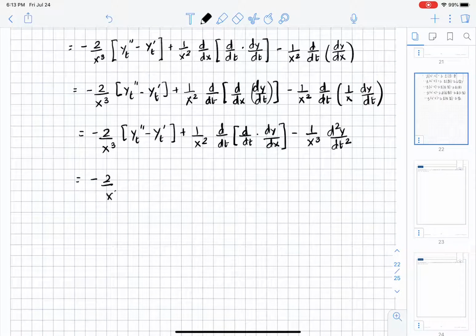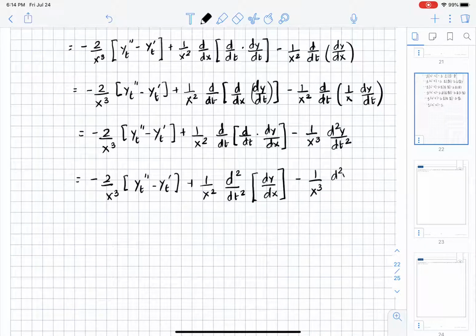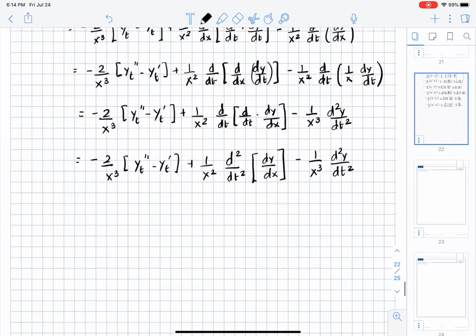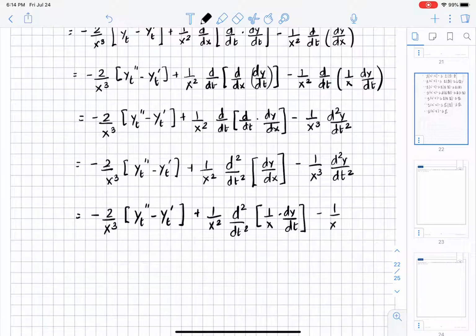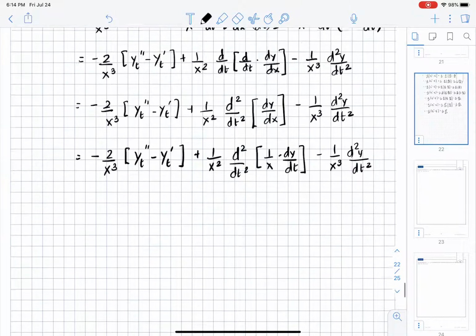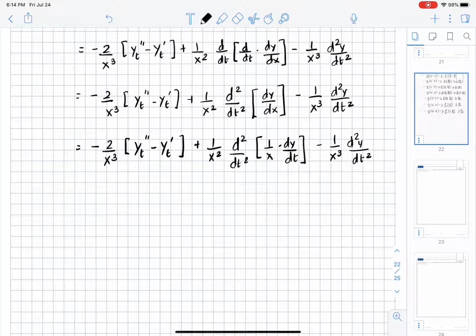So minus 2 over x cubed (yt double prime minus yt prime) plus 1 over x squared d squared divided by dt squared multiplied by dy over dx, minus 1 over x cubed d squared y divided by dt squared. But we know dy over dx is 1 over x times dy over dt, so minus 2 over x cubed (yt double prime minus yt prime) plus 1 over x squared d squared divided by dt squared, 1 over x times dy over dt, minus 1 over x cubed d squared y divided by dt squared. The 1 over x is not affected by the second derivative d squared over dt squared, so I can pull that out.